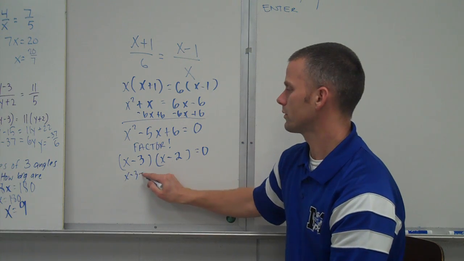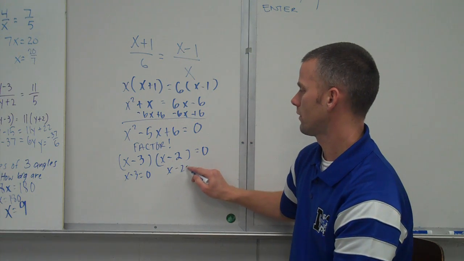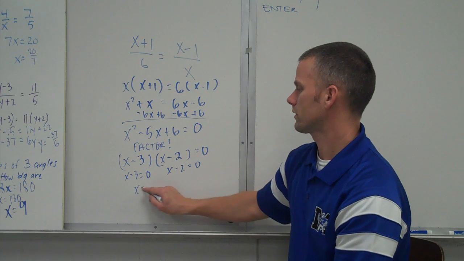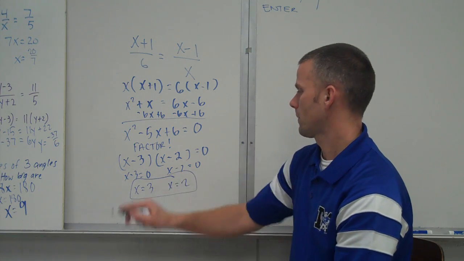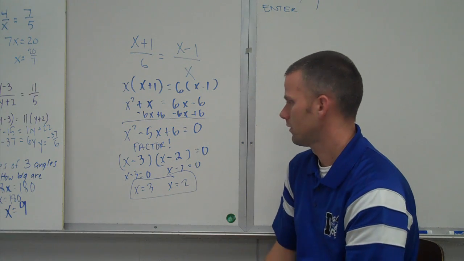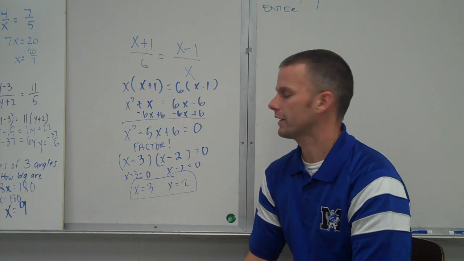Set each factor equal to 0 and solve. So x equals 3, x equals 2. Machine will be proud if you guys remember how to factor.